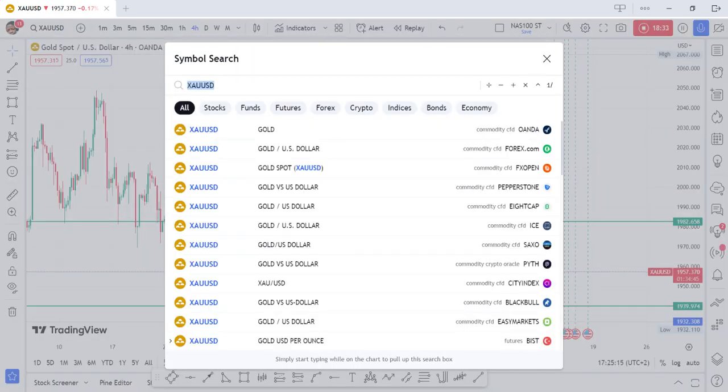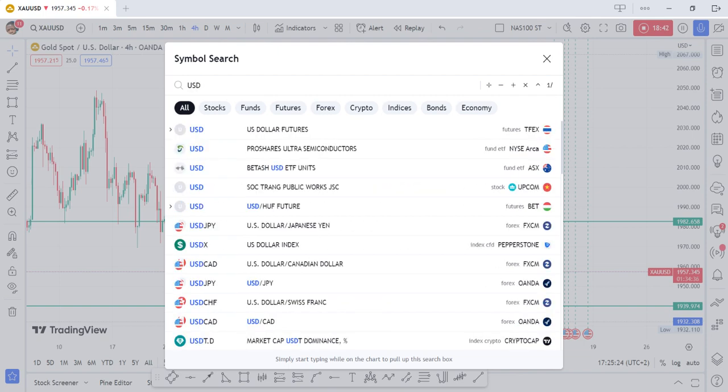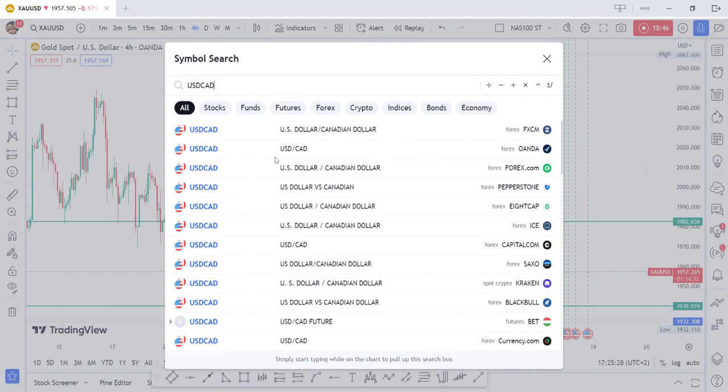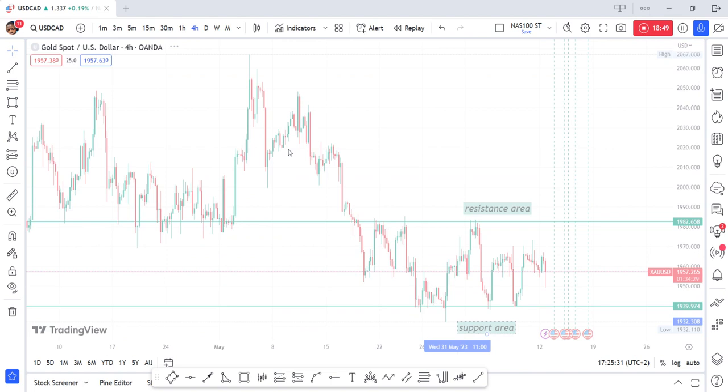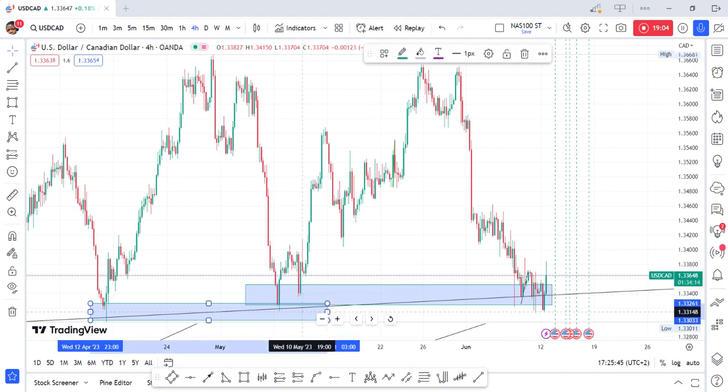Which pair can we go to now? Let's go to USDCAD. What I like about USDCAD is that it is very, very simple. In order for you to understand the formation of the market, you just have to be patient and be loyal to the market. You just don't have to accuse the market of something that the market doesn't know.